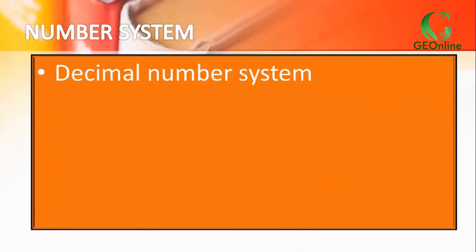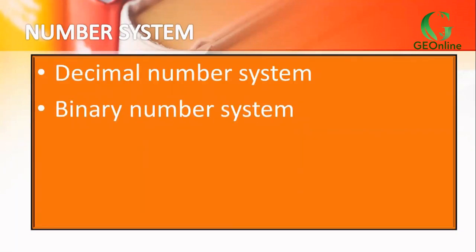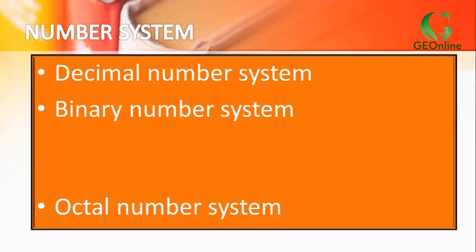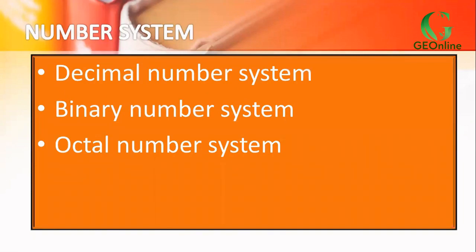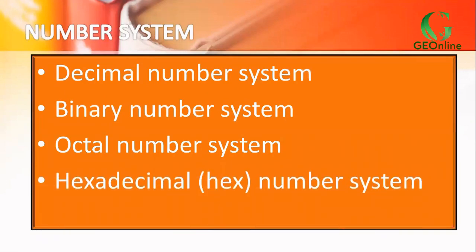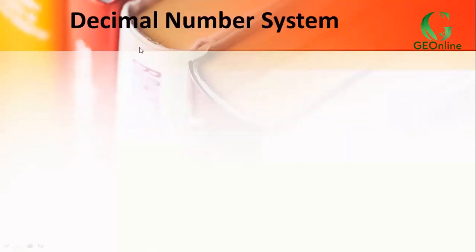Number systems. There are 4 different number systems. First one is decimal number system. Second one is binary number system. Third one is octal number system. And fourth one is hexadecimal number system. This is the most common number system we are using in our daily life.